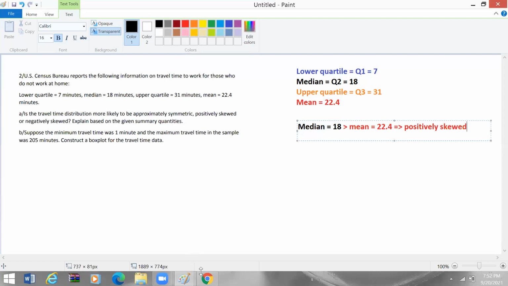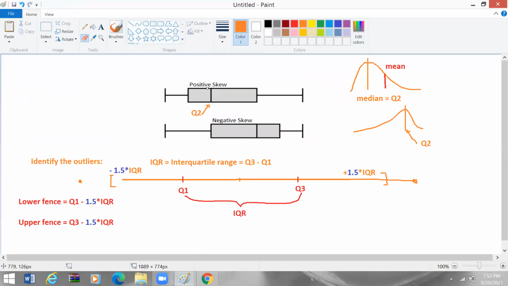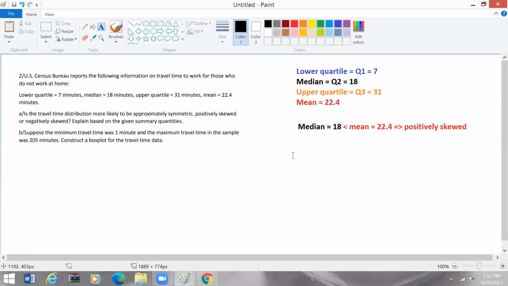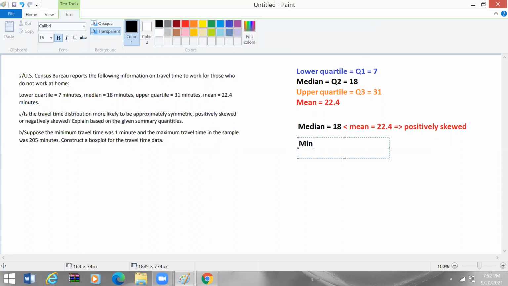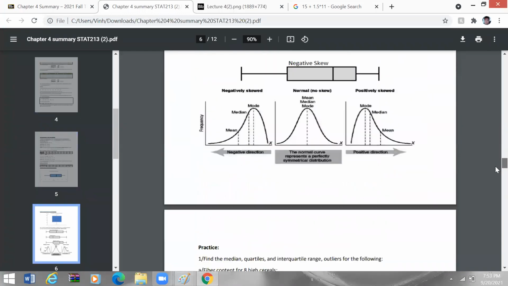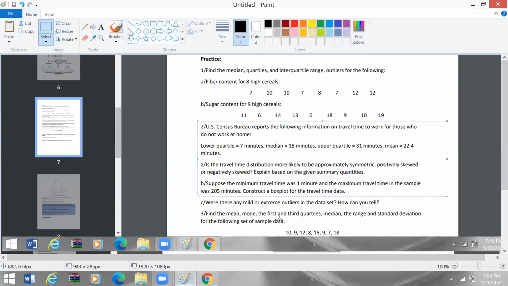In other words, it relates to the first picture. Okay, so the median is smaller than the mean, so we have this. All right, and now, what do you think? The minimum time is 1 minute, and then the max is 205. And then I want to know if there are any outliers. So I think I forgot to copy the last part of it. So let me just double check the pictures. Yeah, I forgot to copy part C.